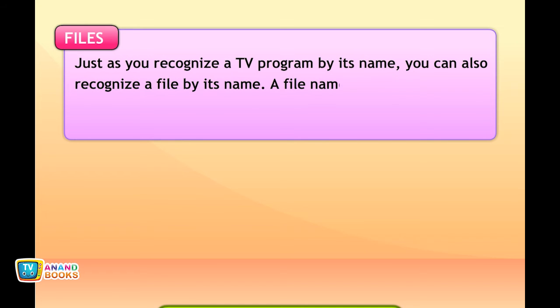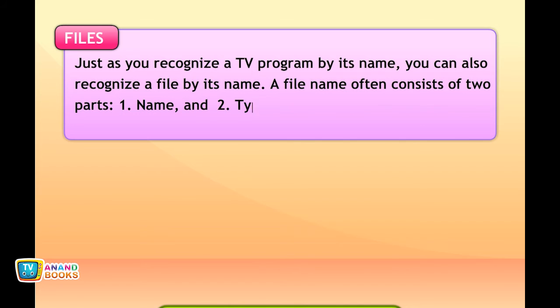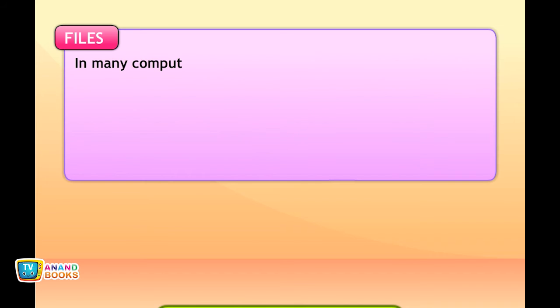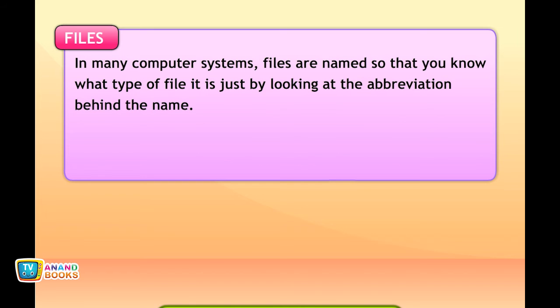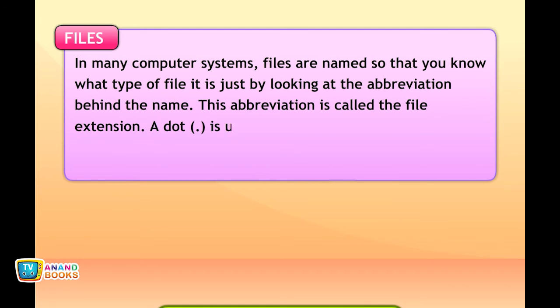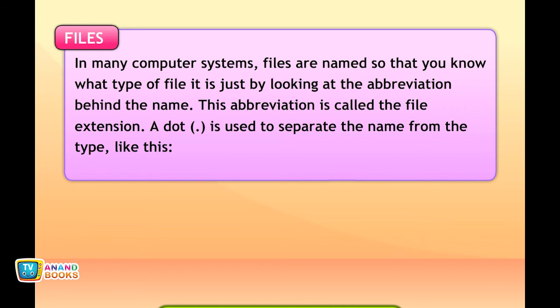A file name often consists of two parts. 1. Name and 2. Type. In many computer systems, files are named so that you know what type of file it is just by looking at the abbreviation behind the name. This abbreviation is called the file extension. A dot is used to separate the name from the type, like this: name dot type.